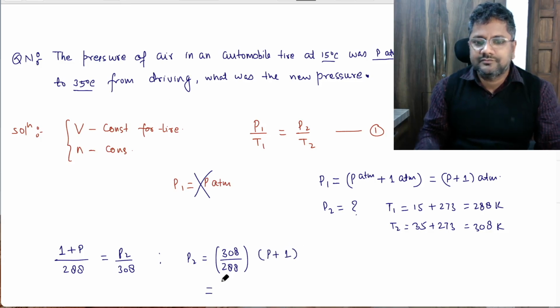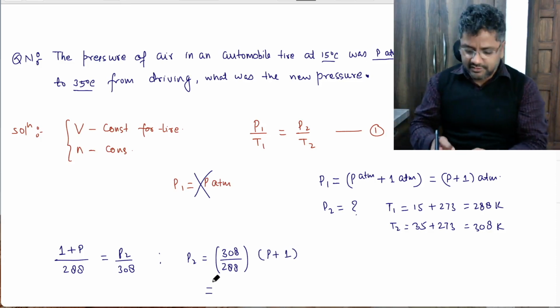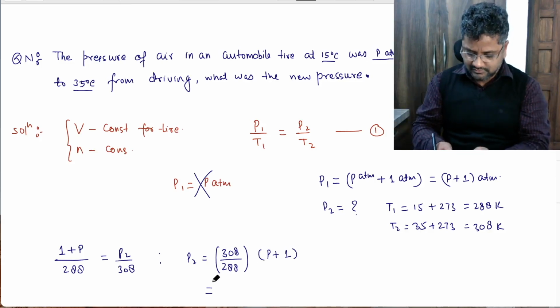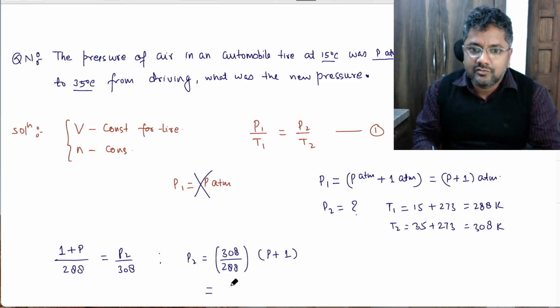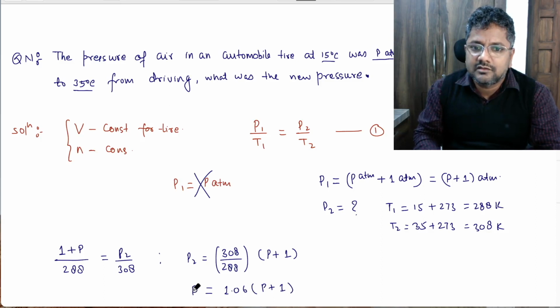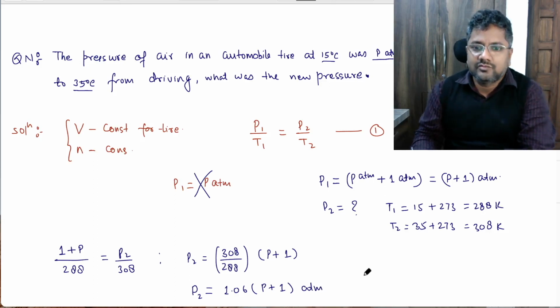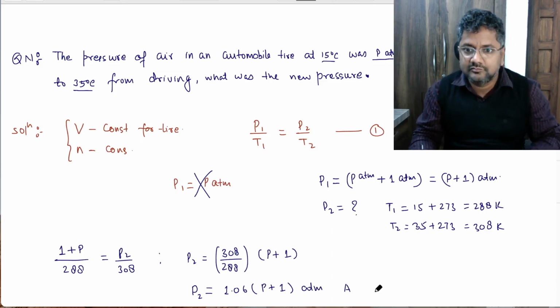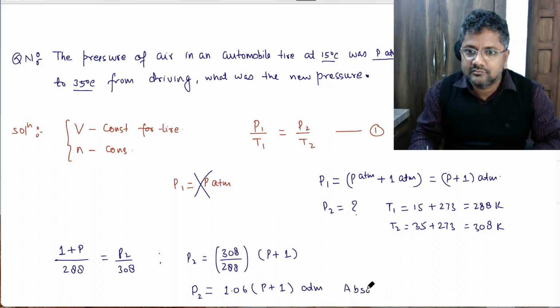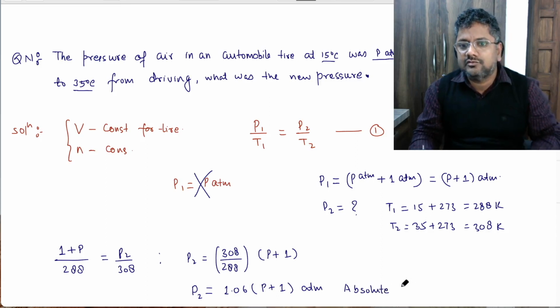So this is 308 divided by 288, which is 1.06. So 1.06 into P plus 1 atm, right? So this is the absolute pressure.